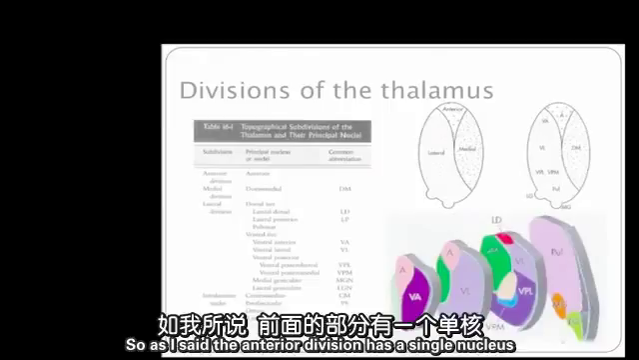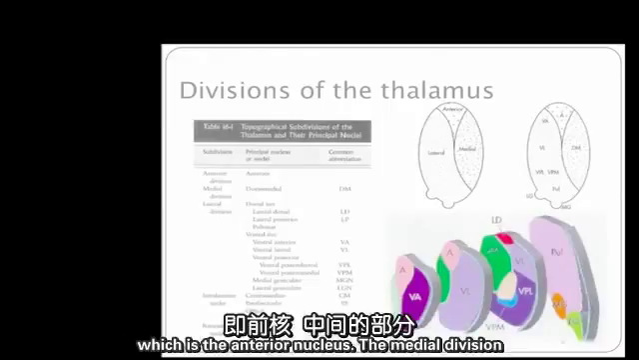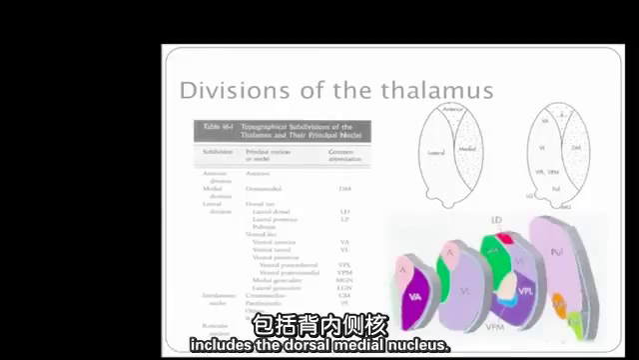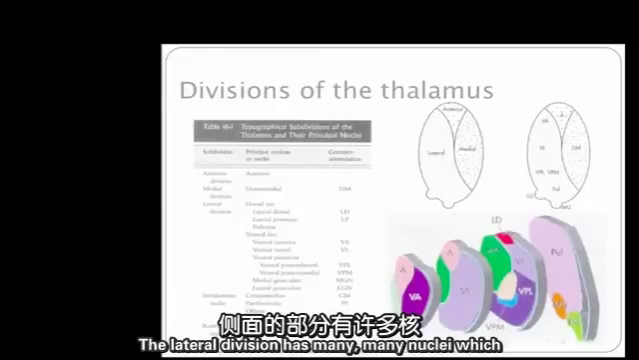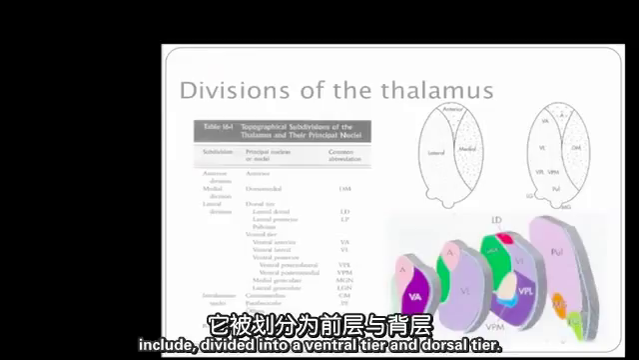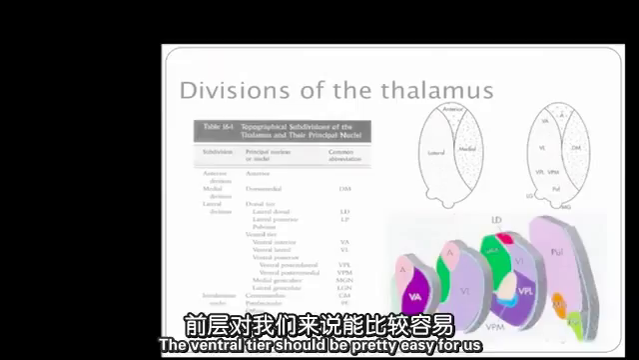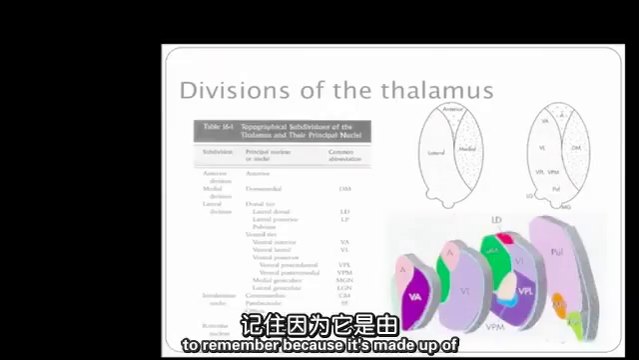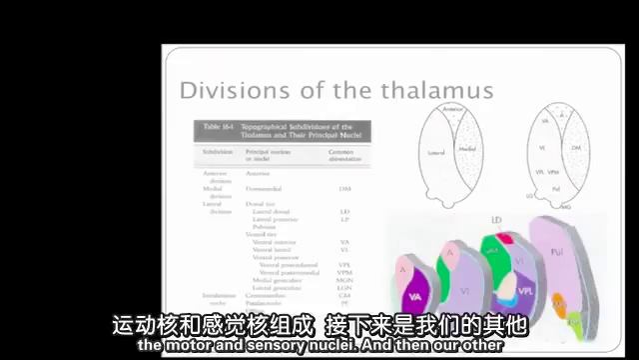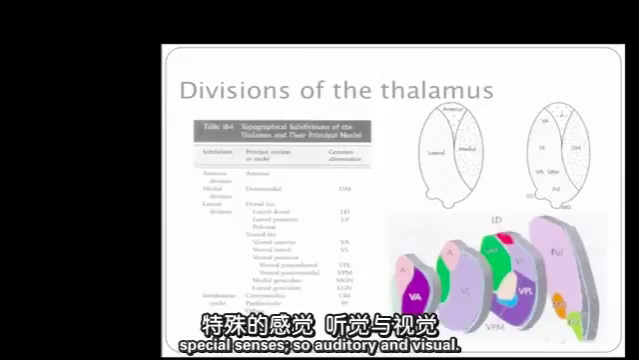So as I said, the anterior division has a single nucleus, which is the anterior nucleus. The medial division includes the dorsomedial nucleus. The lateral division has many, many nuclei, divided into a ventral tier and a dorsal tier. The ventral tier should be pretty easy for us to remember, because it's made up of the motor and sensory nuclei, and then our other special senses, so auditory and visual.